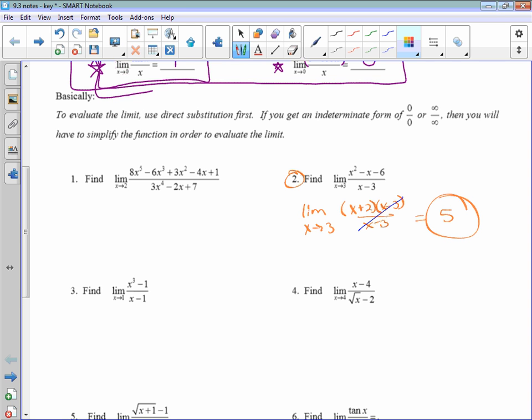Factoring is fun. Factoring is satisfying. It's like cross off 2 fractions. Yeah, it's like the instant gratification.